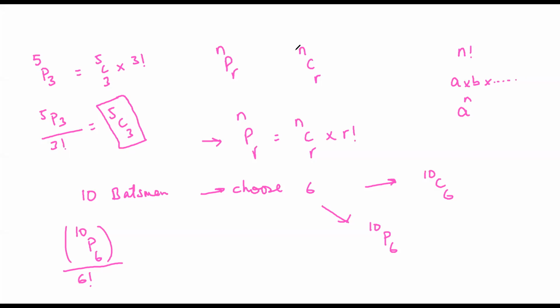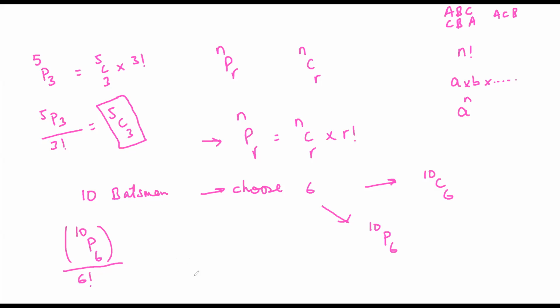Now the combination means, for example, you have abc, or cba, or acb. These are 3 different permutations, but all 3 of them represent one single combination. So if you want to cancel out the number of arrangements, you divide 10P6 by the factorial of the number of items being arranged.